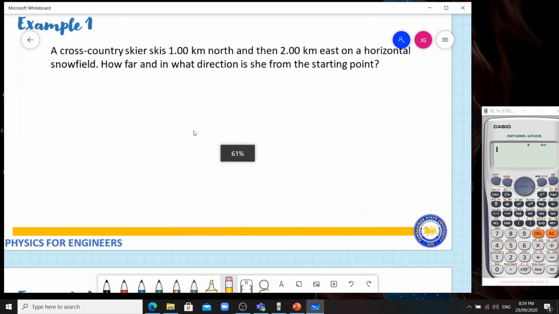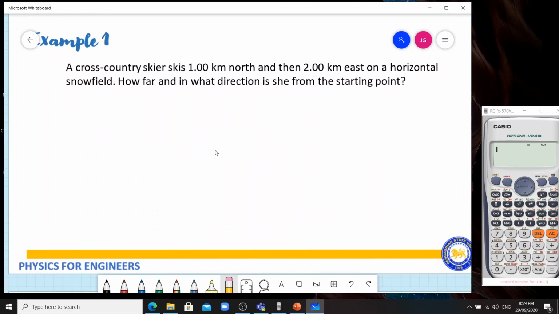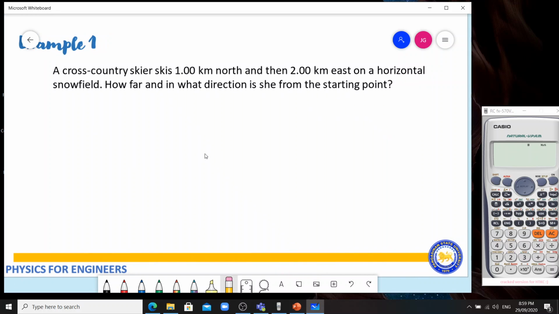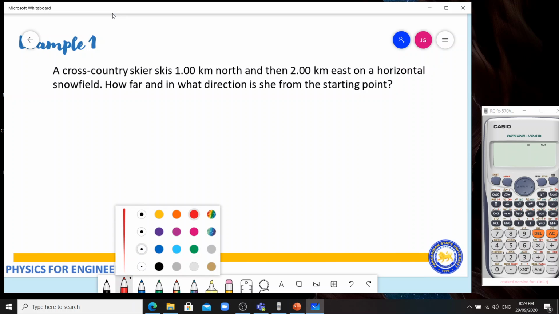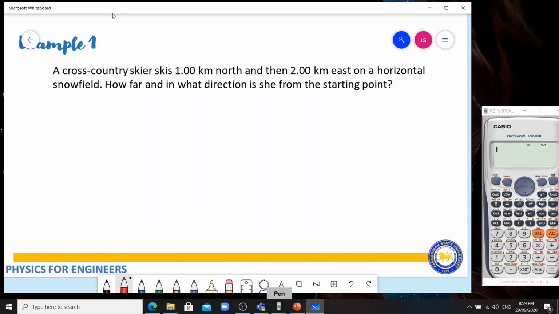So, example number 1, a cross-country skier skis 1 kilometer north and then 2 kilometers east on a horizontal snowfield. How far and in what direction is she from the starting point? So, let's, for example, i-name natin to na vector A. Yan. Ito si 1 kilometer north. Tapos, i-name natin si 2 kilometer east na vector B.